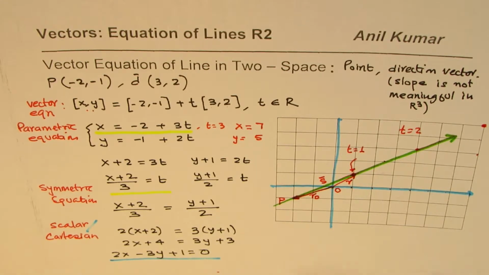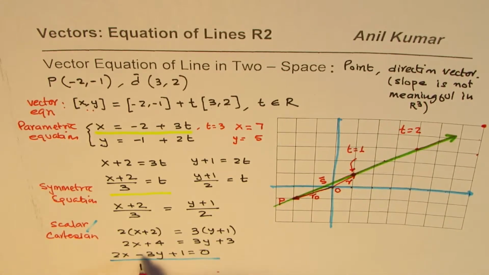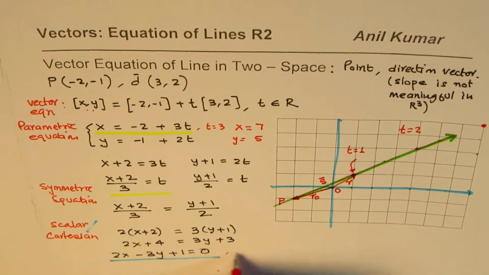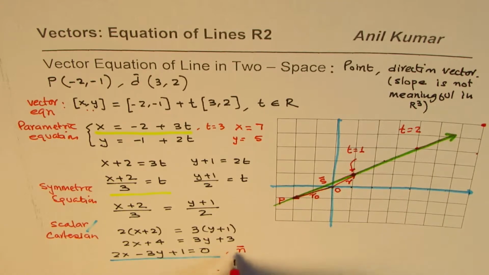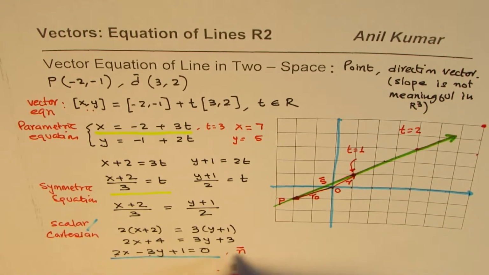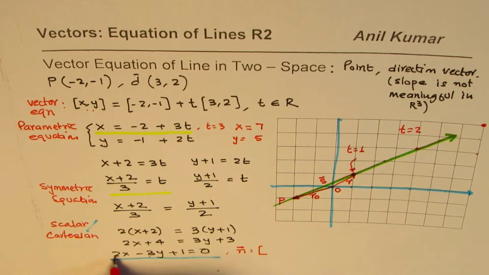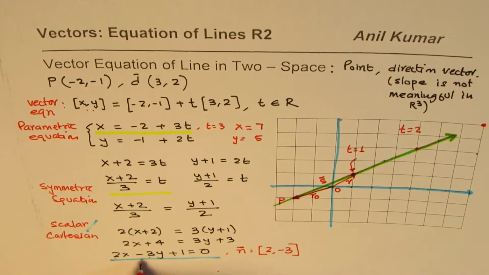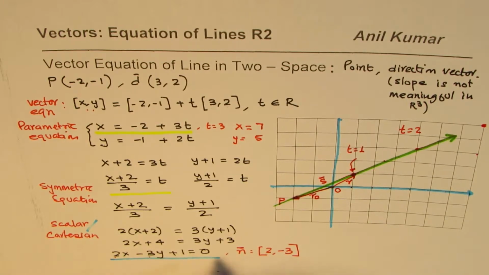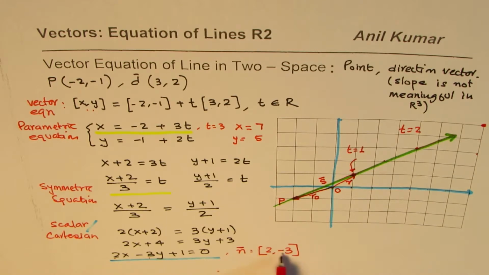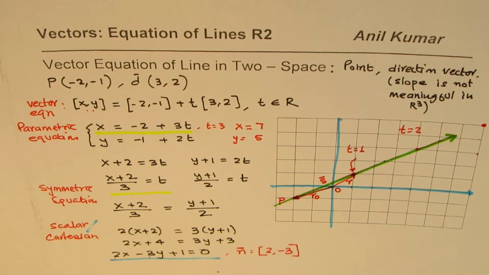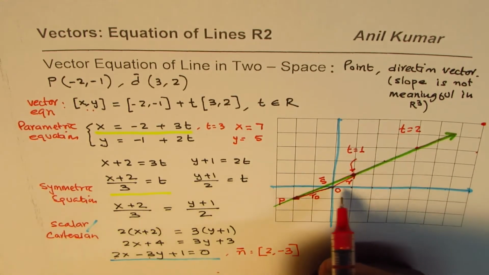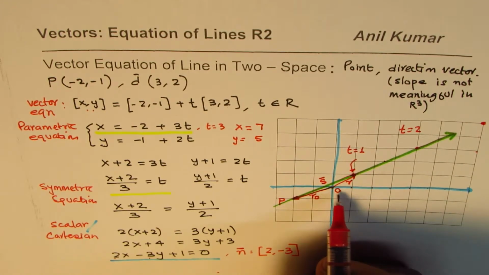Now let me just write down. Normally we had been working with the direction number, but from the scalar equation we get the normal to the line. Normal to the line is the vector 2, minus 3. So we get the normal from the Cartesian equation, and we have this direction number. When we say normal, 2, minus 3. Let me sketch the normal here to our line. 2, minus 3.